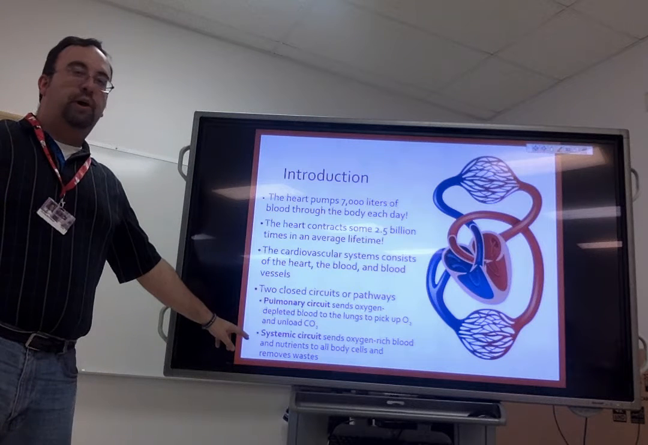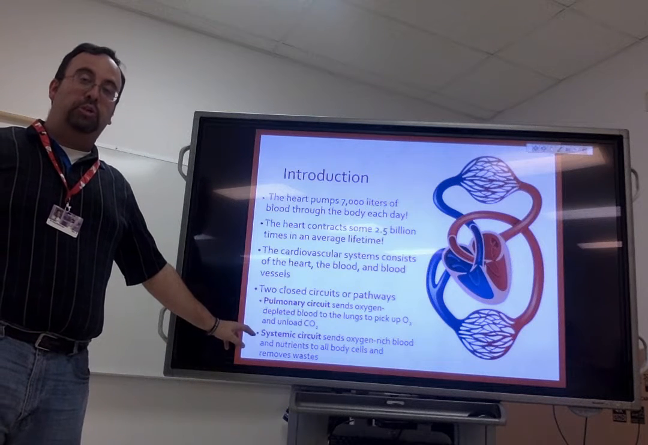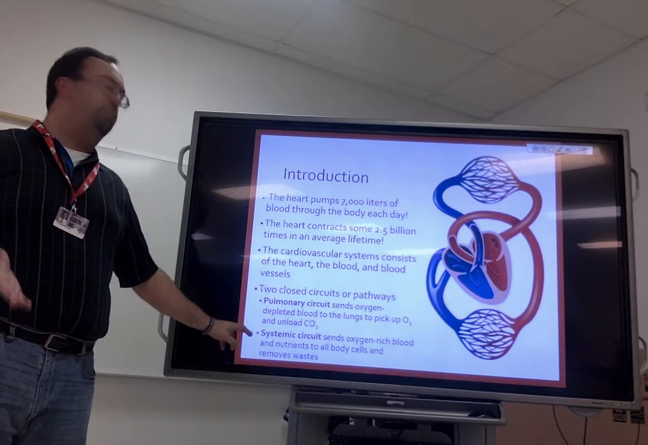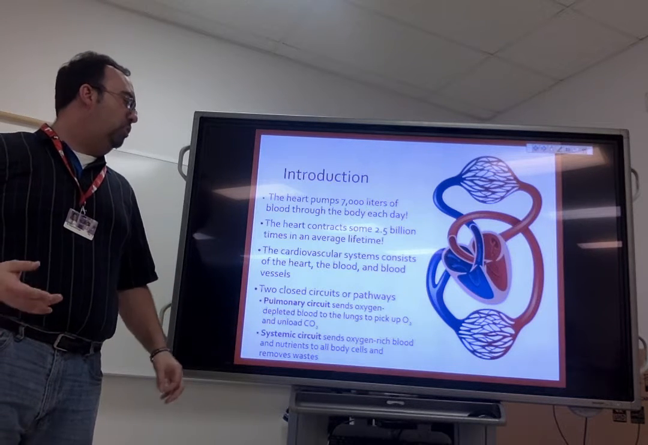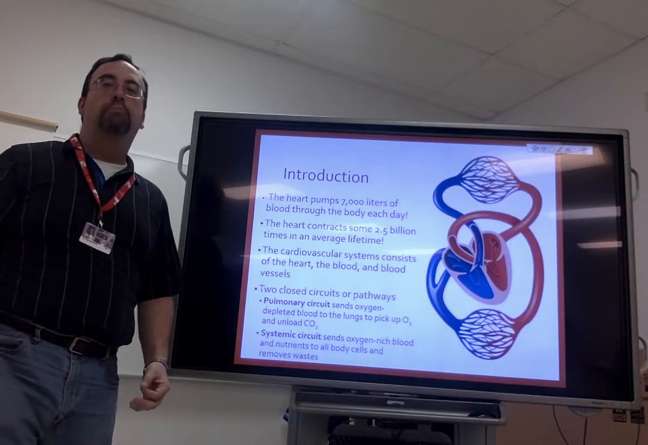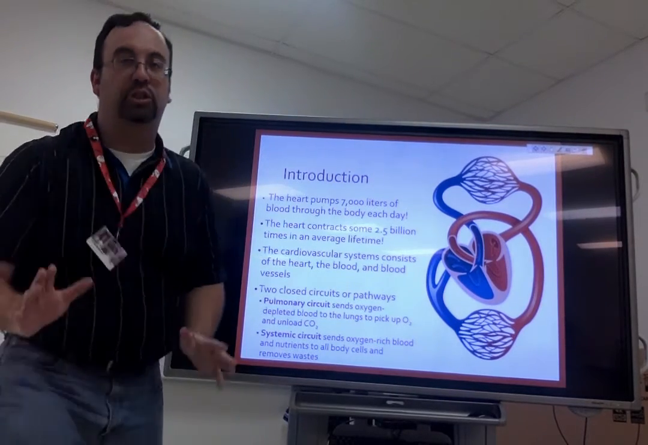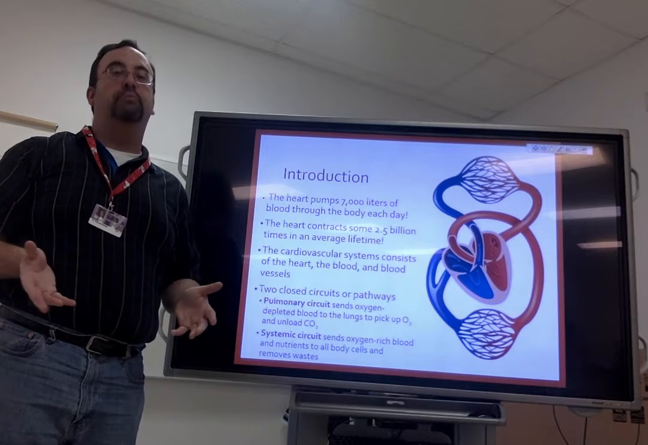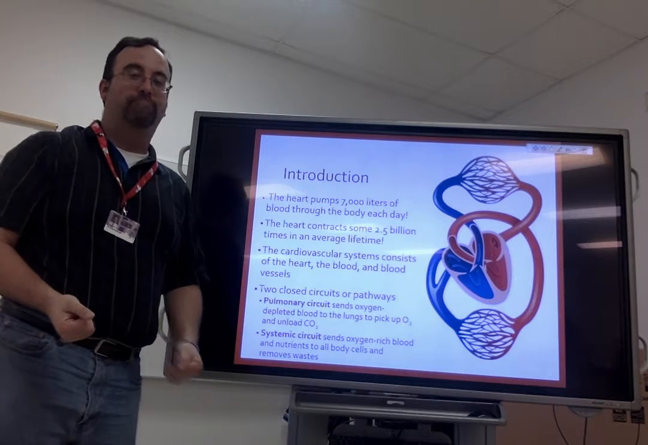All right. We also have a second, still important circuit, which is called the systemic circuit. This is going to send oxygen-rich blood and nutrients to all the body cells and will help to remove the wastes. Those are the two major types of circuits, which are closed systems within your cardiovascular system.